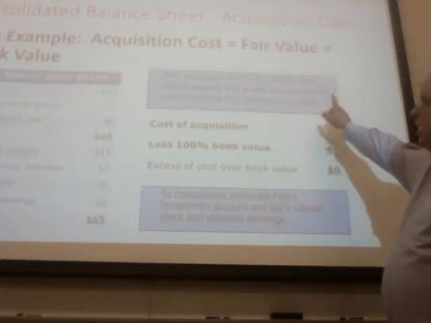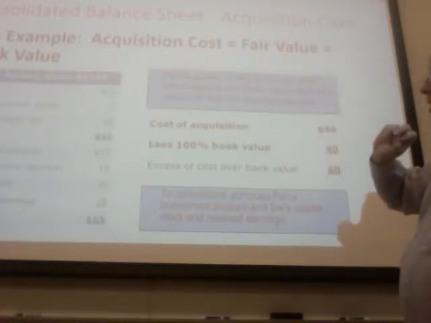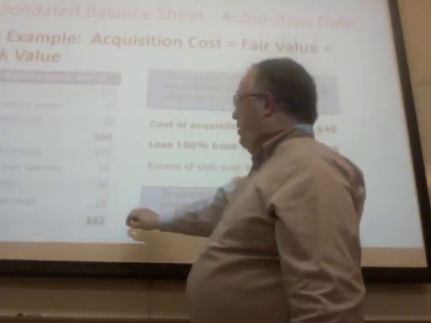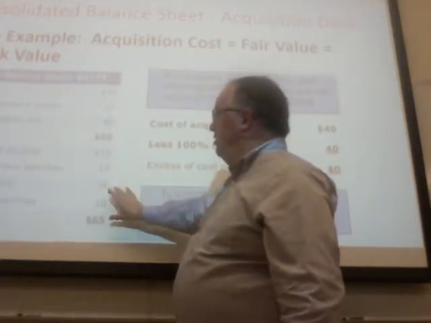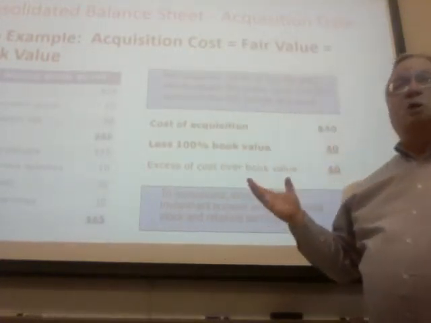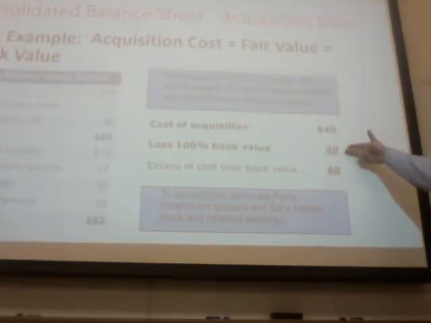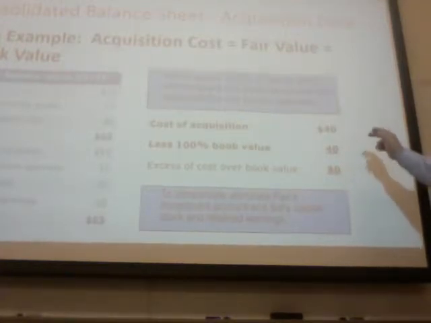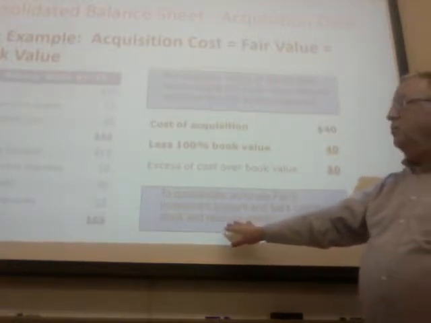Penn is going to acquire 100% of Cell for $40, which equals the book value and fair value of the net assets acquired. Here's Cell's balance sheet, and we're saying book value is equal to fair value. You can see that our net assets, 65 minus 25, is 40, and capital stock and retained earnings are 40. Book value equals fair value. So the cost of acquisition is $40, less 100% of book value, so our excess of cost over book value is obviously 0. To consolidate, we'll eliminate Penn's investment account and Cell's capital stock and retained earnings.